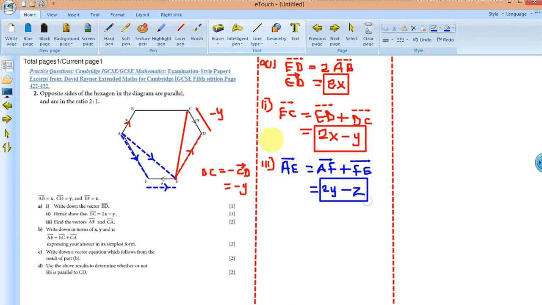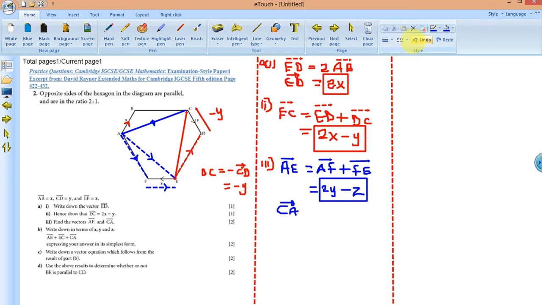So next, we have to find CA, still Roman figure 3. From C to A. This is C here, and this is A here. So this is C down to A here. That's CA. Let's go ahead with the direction. So this is the arrow, and you can use this 2 here.